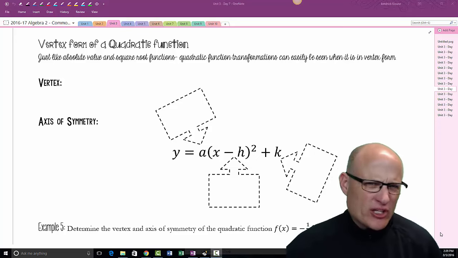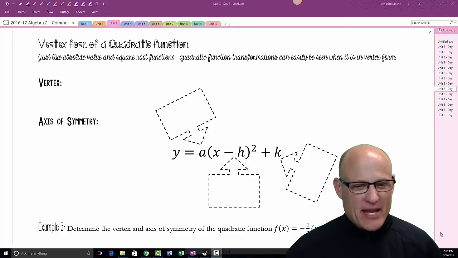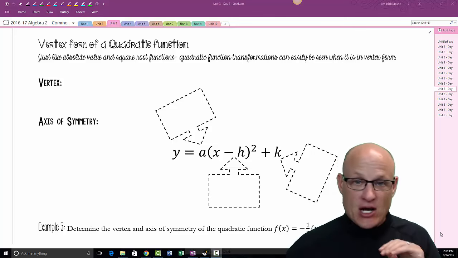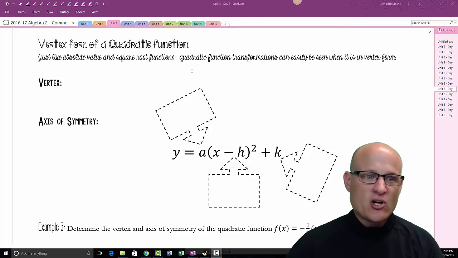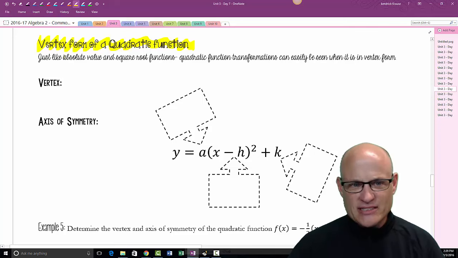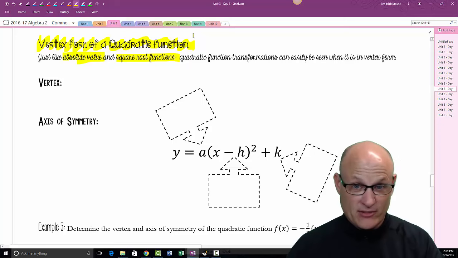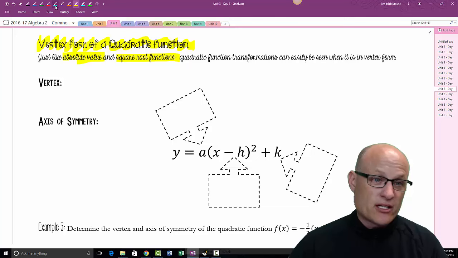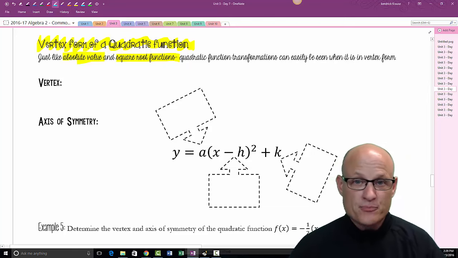All right, there's another way of looking at a quadratic function that actually makes it really easy to graph. You don't even need a calculator if you have it in this form. That's called the vertex form of a quadratic function. And it's just like the absolute value function or the square root functions we've done before. We can see those transformations very easily in this vertex form. So one of the things we're going to do is convert a normal quadratic from standard form to vertex form.